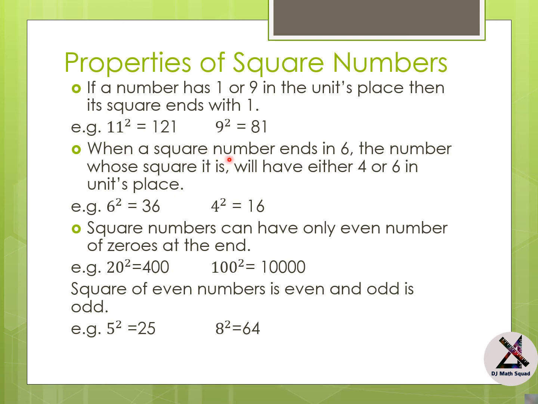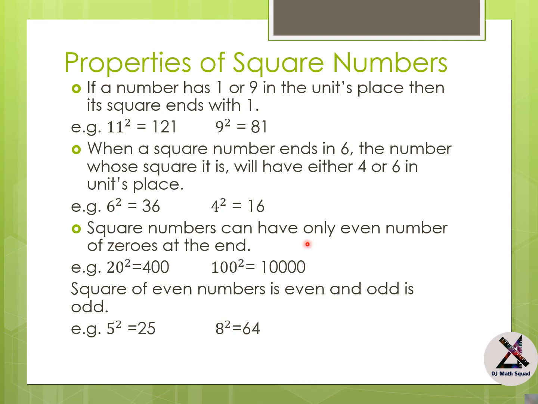Next is when a square number ends in 6. Here we are talking about a number whose square has already been found. So the number whose square you found will either have 4 or 6 in the units place. For example, 6 square is equal to 36, and 4 square is 16. So in both cases, the square number has 6 at the unit place. These properties will help you in solving the questions.